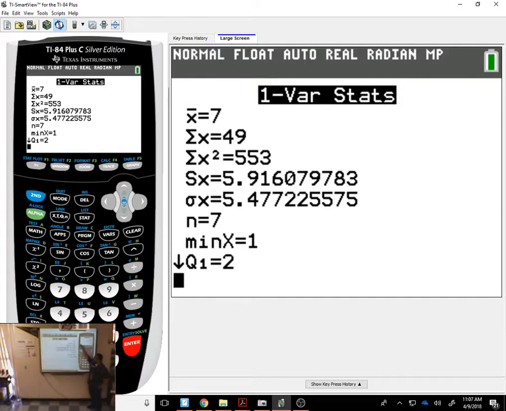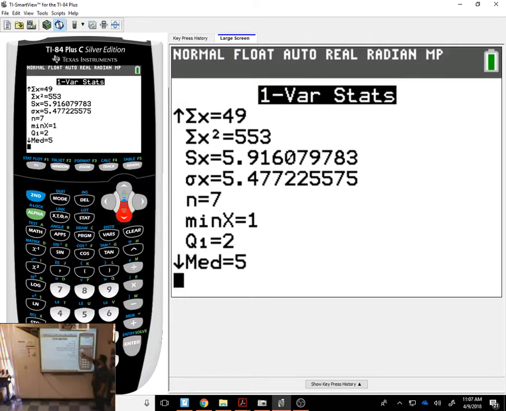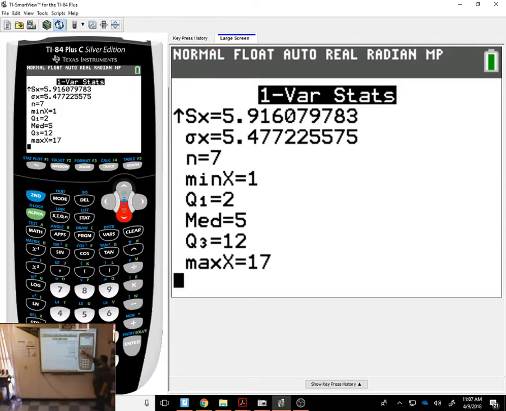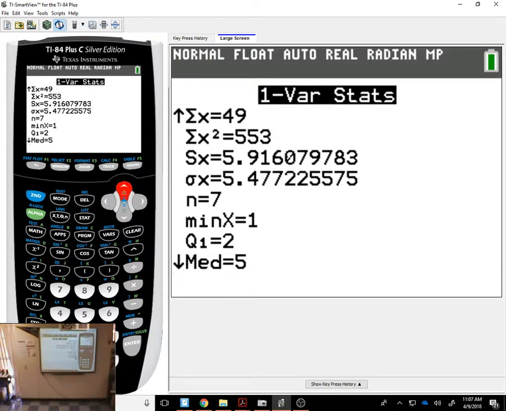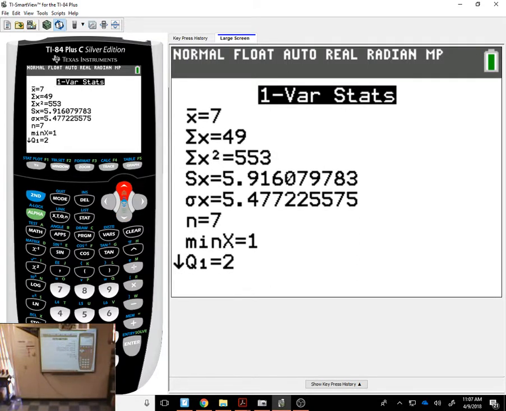Now this is a lot of information, guys. This top one, what is it? X bar is my average. This will give me the sum of the x's. And this is the sum of the squares, which is kind of weird. I don't know why we want that. If you want to know, take AP Stats. This will tell us how many numbers we had in our list. The minimum, quartile 1, the median, quartile 3, the max. If I push down, it gives me more stuff, but you don't need all that. All you need right now is this number. You guys cool with that?